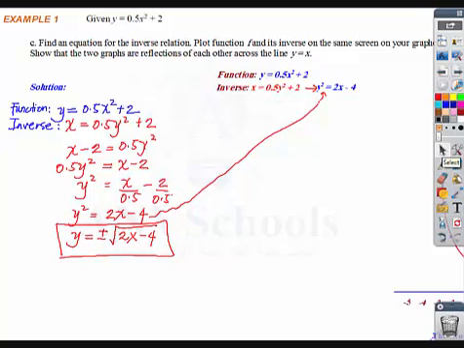Now let me present you the... So how did we get this? y squared is equal to 2x minus 4. That's not yet done. This is our complete step.